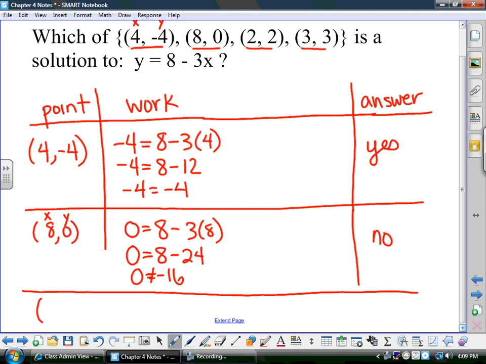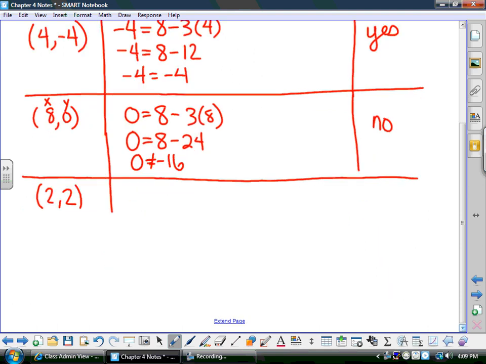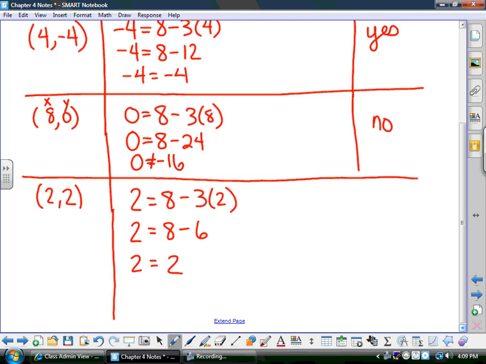Is 2, 2 a solution to the equation? We'll put 2 in for y and 2 in for x. And we find out that yes, 2, 2 is a solution to that equation.